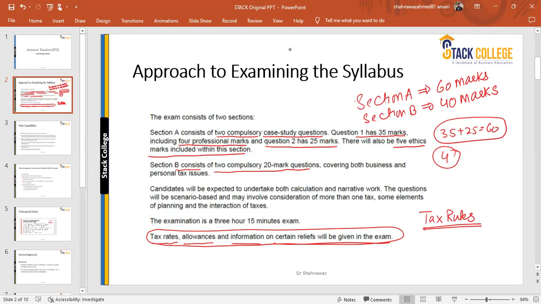The problem is that the syllabus is huge, and you have to work gradually on a daily, regular basis. You have to memorize those rules, and you have to just apply them in terms of theory and in terms of calculation when needed.